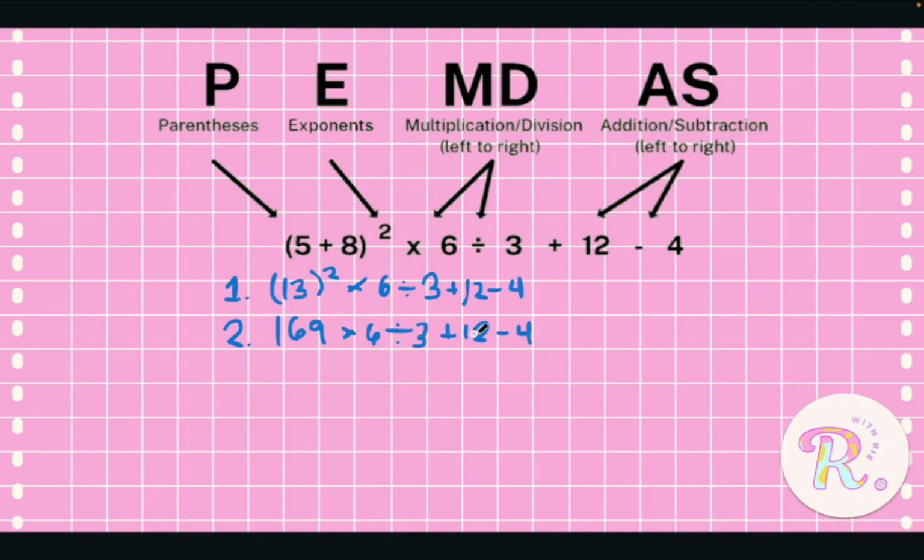Okay, so now that that's done, let's go ahead with step 3. What's step 3 again? It's your multiplication or division, whichever goes first, from left to right. So that's 169 times 6. What is that? That's your 10,014.